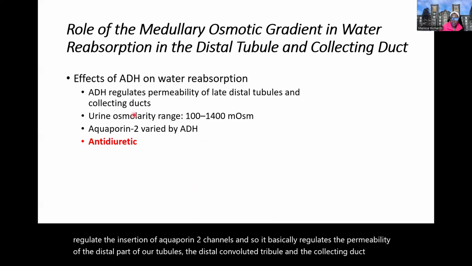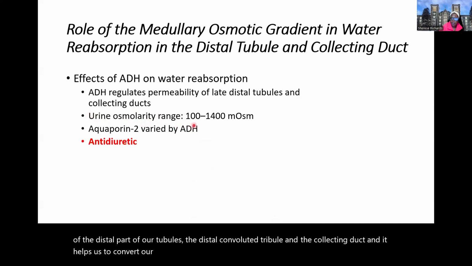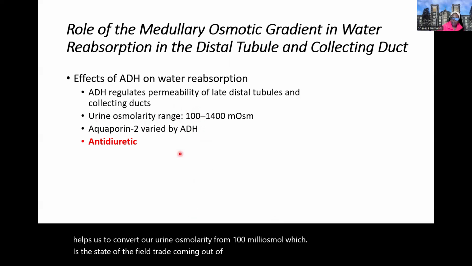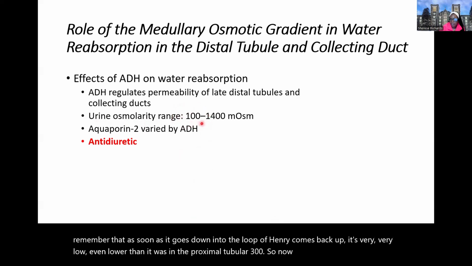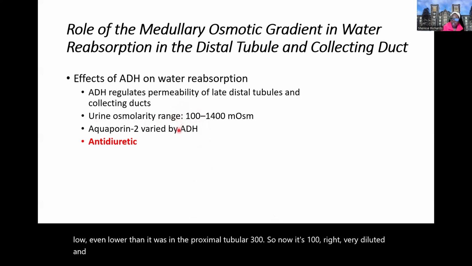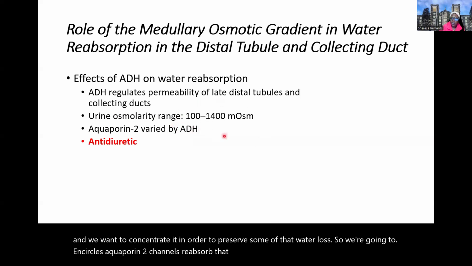And it helps us to convert our urine osmolarity from 100 milliosmoles, which is the state of the filtrate coming out of that ascending limb of the loop of Henle, if you remember that. As soon as it goes down into the loop of Henle and comes back up, it's very, very low, even lower than it was in the proximal tubule at 300. So now it's 100, right? Very diluted. And we want to concentrate it in order to preserve some of that water loss. So we're going to insert those aquaporin 2 channels, reabsorb that water, and it goes up to about 1400 milliosmoles.